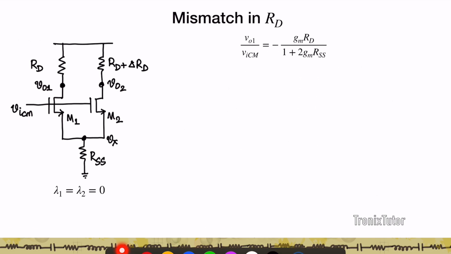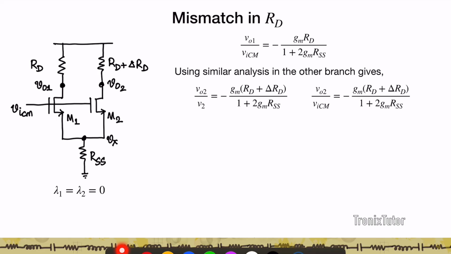Now let's use the same logic and apply it to the other arm of the differential amplifier. So again here, if I now take the gain from V2 to VO2, I have the gain as GM into RD plus delta RD. Now here, because the drain resistance is not RD but some RD corrupted with some delta RD, divided by 1 plus 2 GM RSS. Again here, because the current flowing in M2 is half that of the current flowing in RSS. So which means that my gain from V2 to VO2 is minus GM into RD plus delta RD by 1 plus 2 GM RSS.